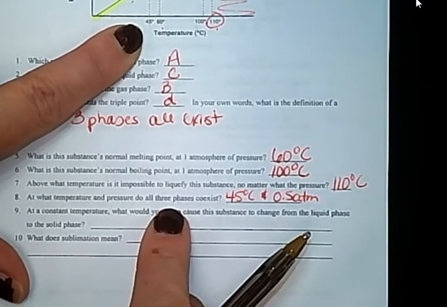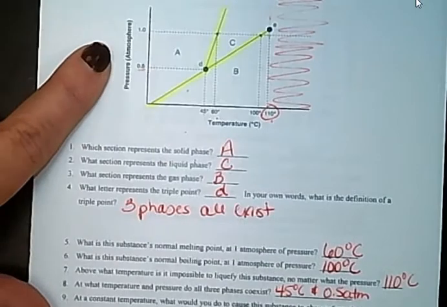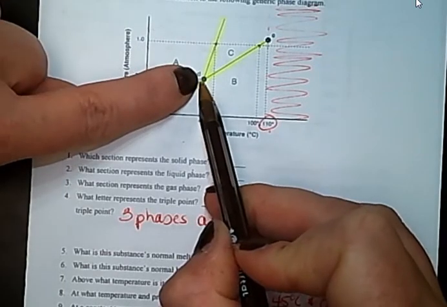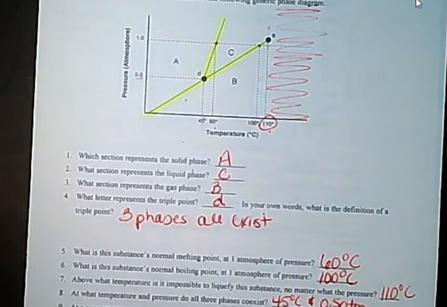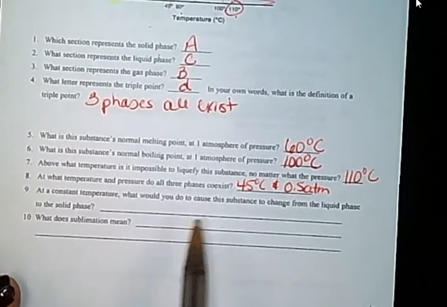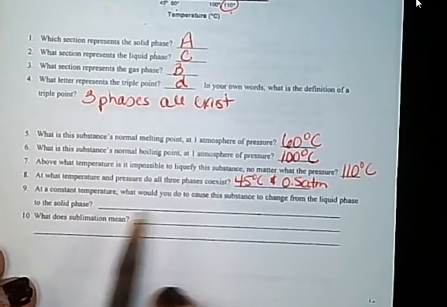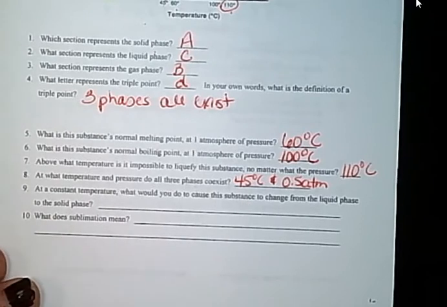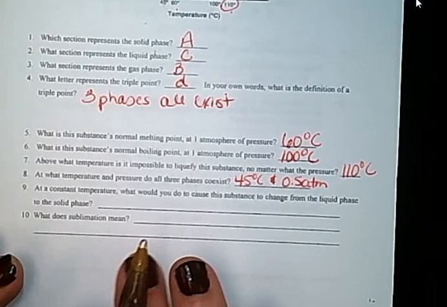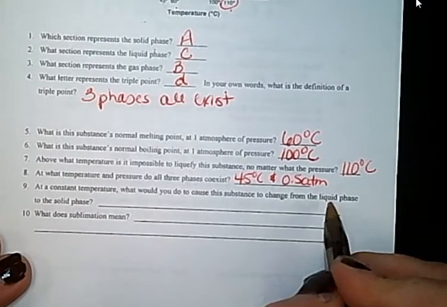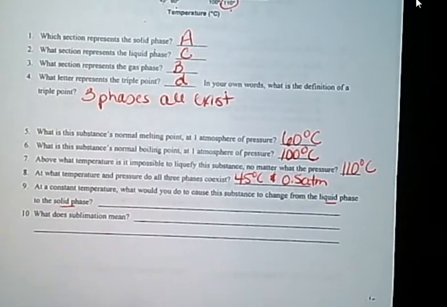So I can go backwards from that. If I look up here, I can say, okay, if I have 45 and 0.5, I should wind up at my triple point, same spot. So at constant temperature and pressure, what would cause this substance to change from a liquid to a solid phase? This one you have to really think about. So basically, if I go back up here at a constant temperature, I want to go from a liquid to a solid. What would I have to do?